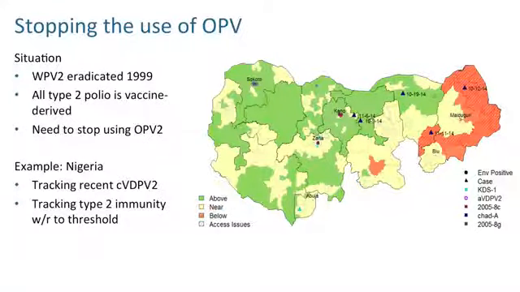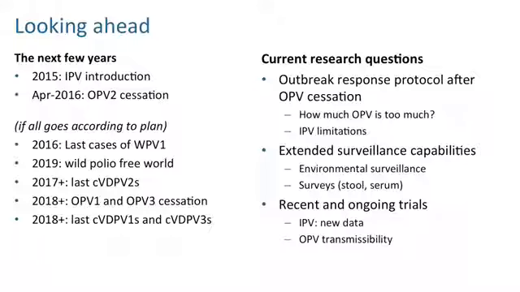This is a focus on Nigeria. You'll notice there are quite a few vaccine-derived polioviruses, and this is an example of how we might use mapping and modeling of immunity to inform the program as to how they can track and monitor their type 2 viruses. To save on time, I'll just jump to the last slide and try to give you an idea of where the program is going next.